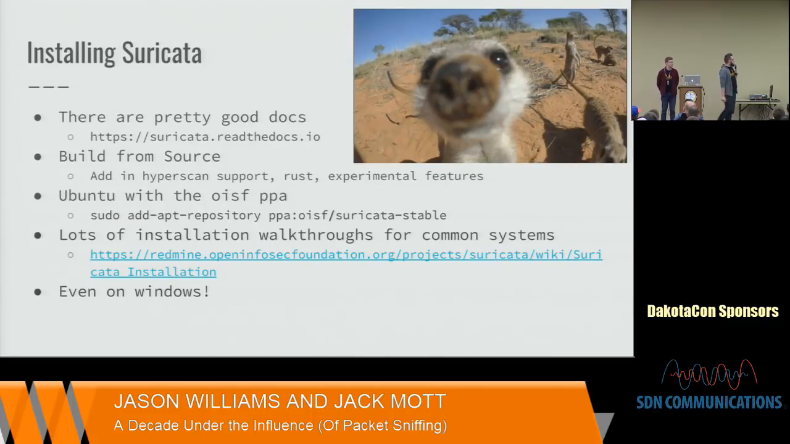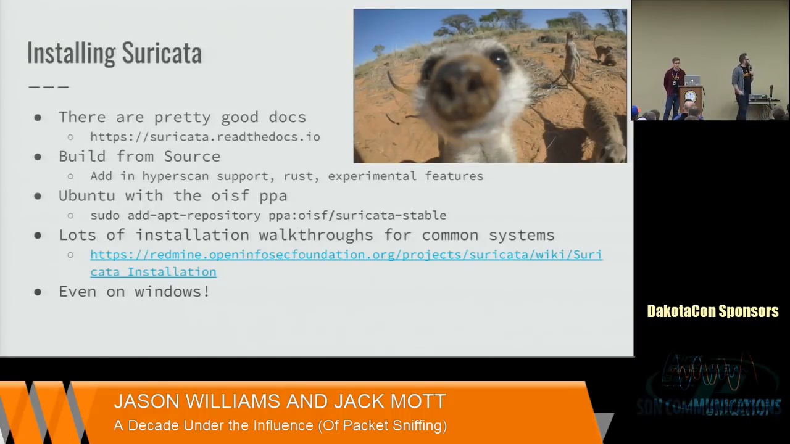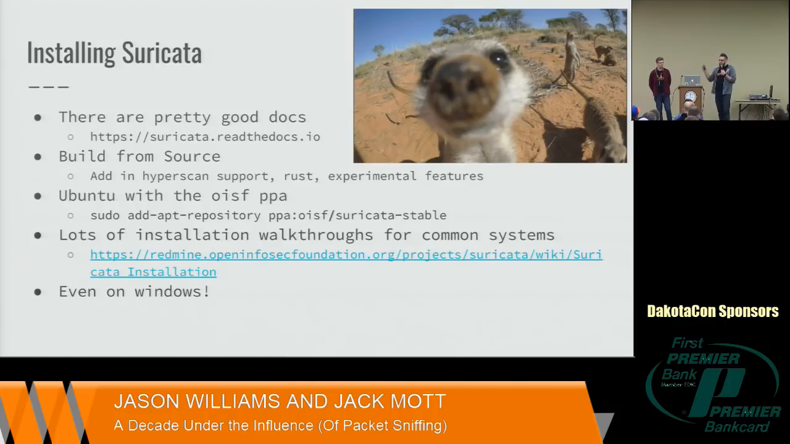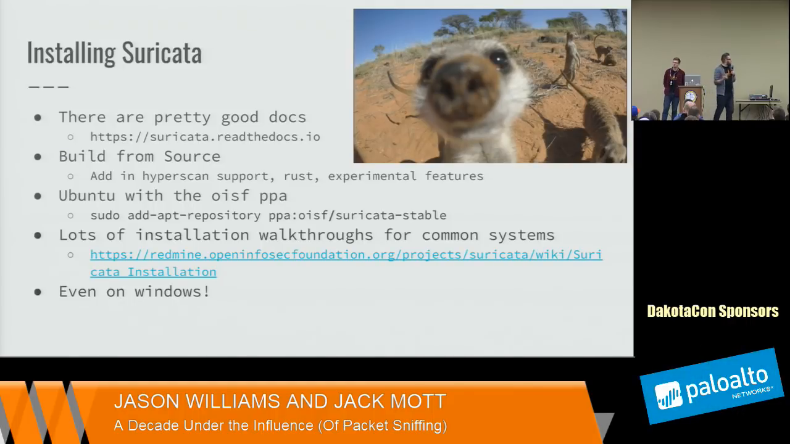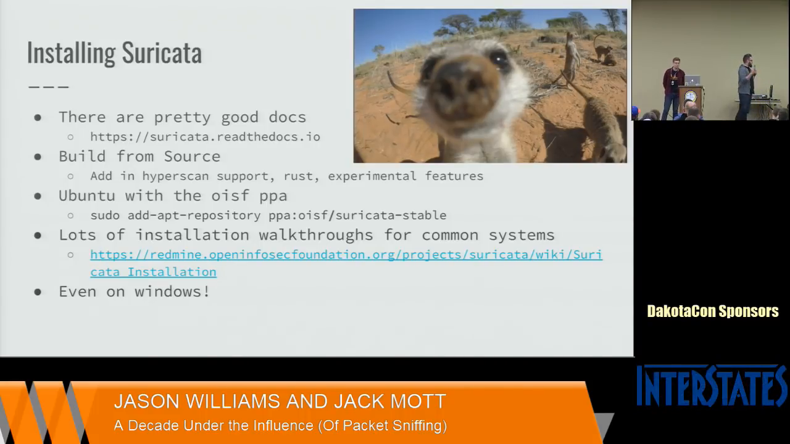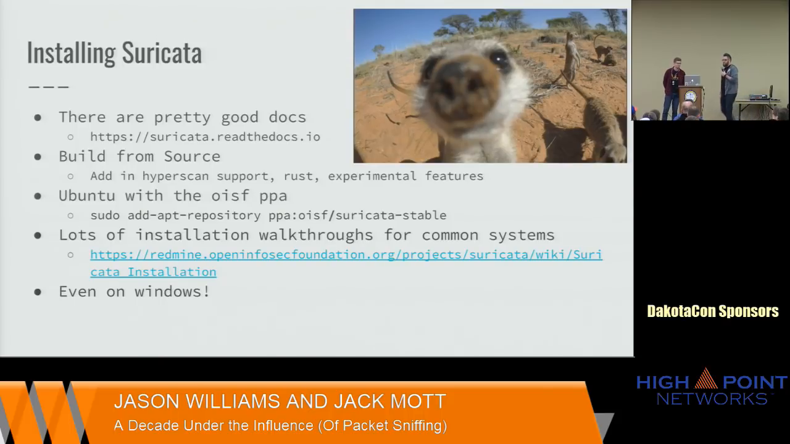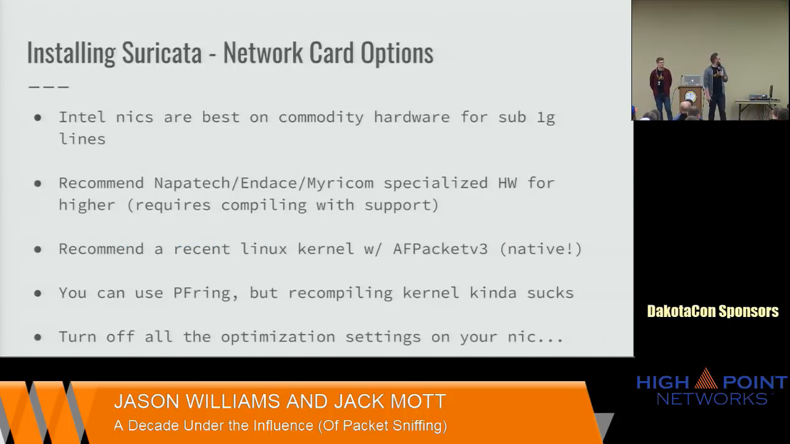So installing Suricata, there's some pretty good docs, and I won't just read the docs to you here because they're on the internet. You can build it from source if you'd like. There's tons and tons and tons of support for all different OSs. The easiest to get going is just grab the OISF PPA if you're using Ubuntu, pull that down, and then just sudo apt-get install suricata. Lots and lots of walkthroughs for all sorts of different weird systems that we've kind of cataloged over the years on our Redmine. And you can even install Suricata on Windows. And it works pretty well. But run it on Linux.